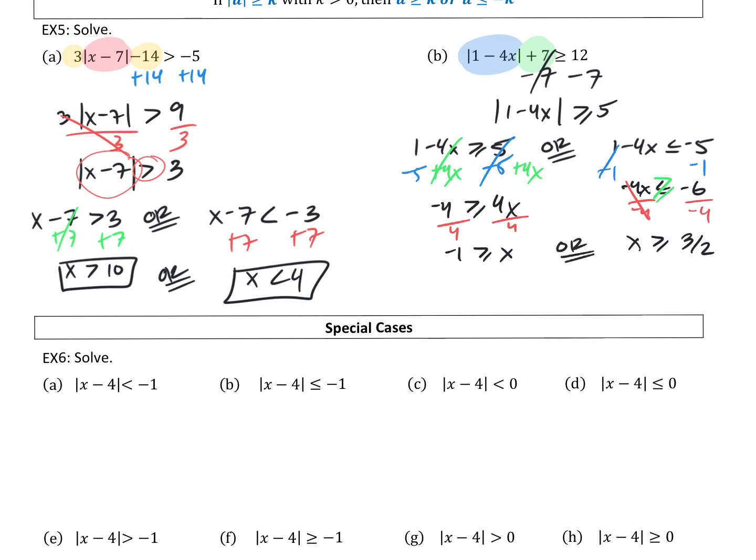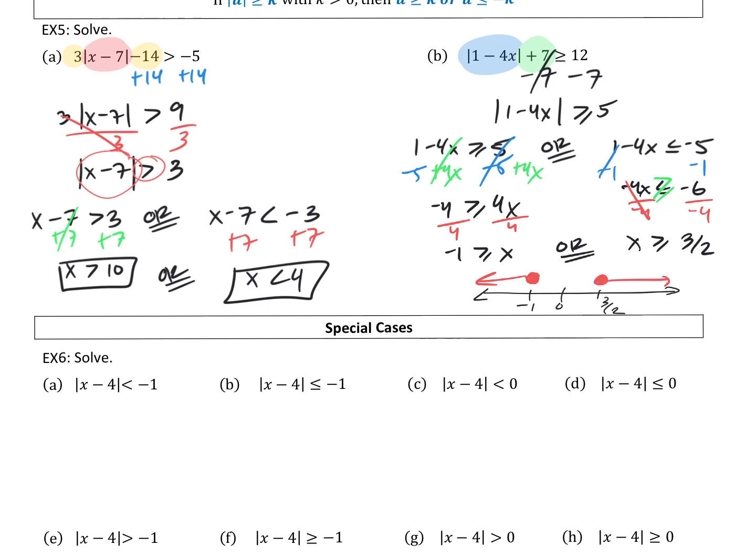All right, so there we go. We have our OR statement. So let's graph this line. What are we looking at? We're looking at negative 1 and 3 over 2. And my graph is saying that x is less than or equal to negative 1, and it's greater than or equal to 3/2.